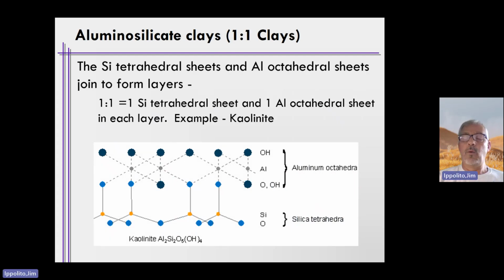So, what is meant by 1-to-1 type clays? These are aluminosilicate clays. The silica tetrahedral sheets and the aluminum octahedral sheets join together to form a 1-to-1 type clay. And what we mean by that is there's 1 tetrahedral sheet to 1 octahedral sheet. And you can see it in this cartoon. Okay, so the tetrahedral sheet is down here, and the oxygens are shared with the octahedral sheet, right? And this pattern repeats itself. They stack on top of one another.